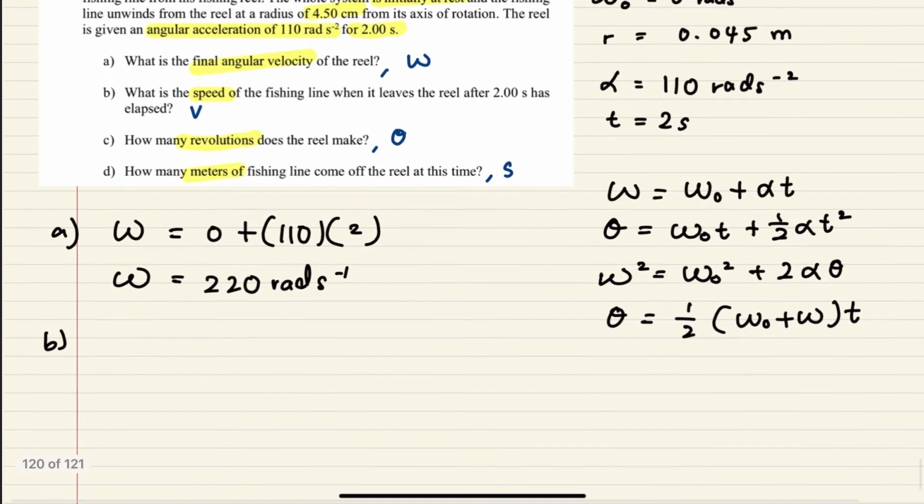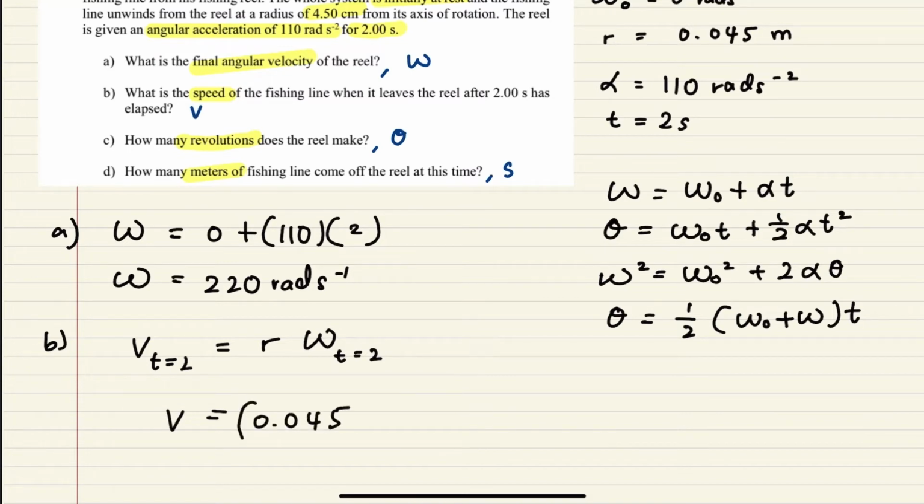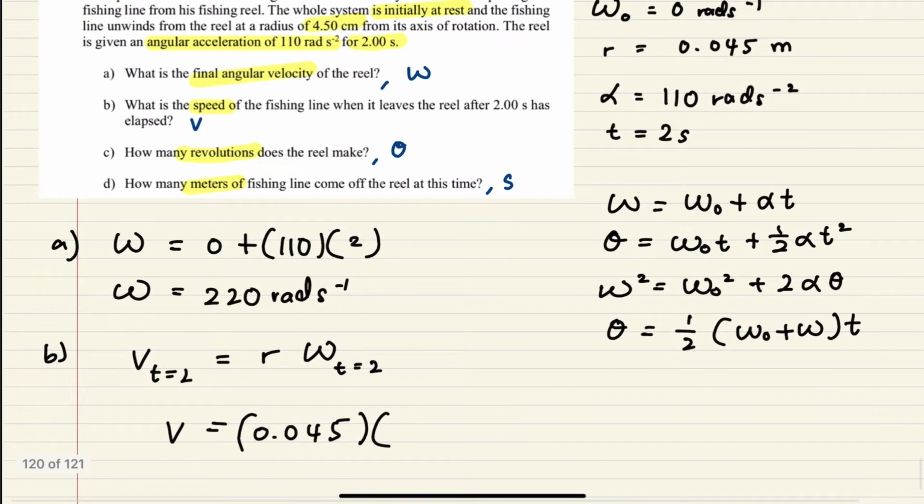What is the speed of the fishing line when it leaves the reel after 2 seconds have elapsed? Okay, the omega that we calculated just now is omega when t equals 2 seconds. So if you want to find v when t equals 2 seconds, you have to use r omega, where omega is at t equals 2 seconds. So basically v equals 0.045 times omega, which is 220.